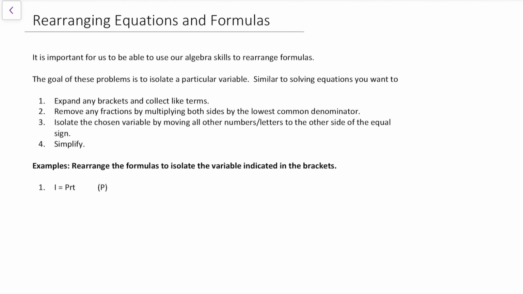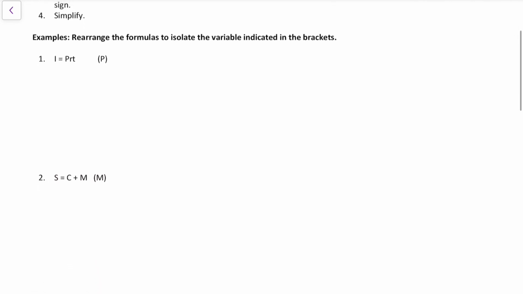So for example, if I have the formula I equals PRT and I want to find P, so I want P by itself and everything else on the other side, what I'm going to do is look at what is stopping the P from being on its own. In this case, I have an R and a T that are both multiplying that P. And that's what's stopping the P from being by itself. So how do you get rid of a multiply RT? We're going to divide by RT.